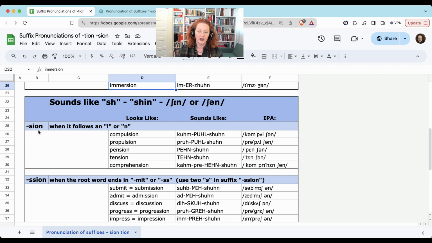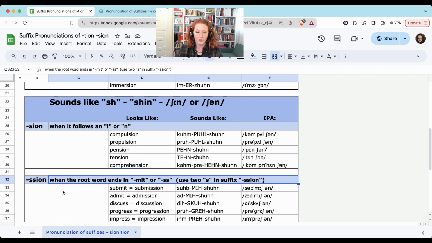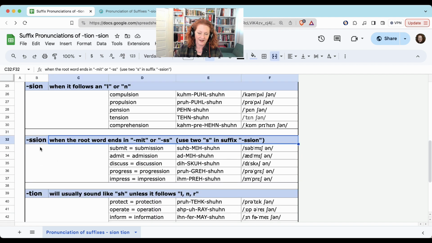And now, when does it sound like shin or shun? It will sound like shin or shun when it follows an L or an N. So there's the L, compulsion, propulsion, pension, tension, comprehension.